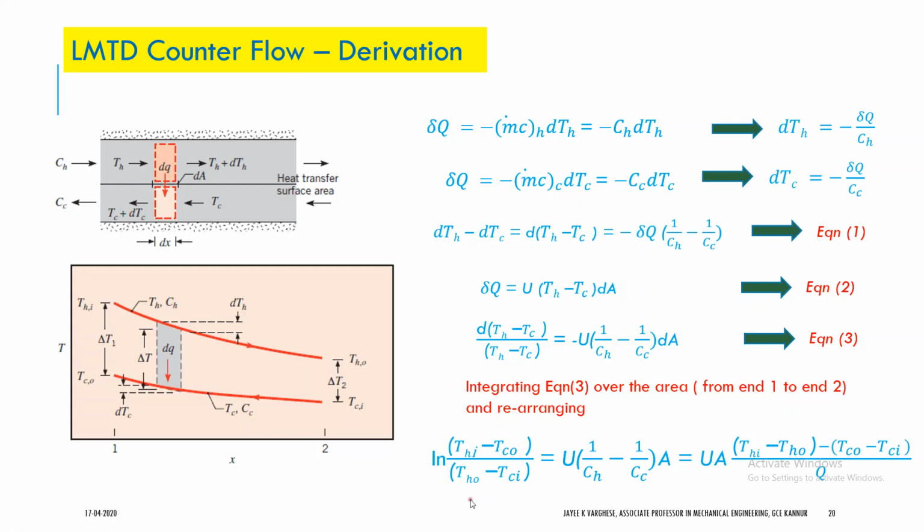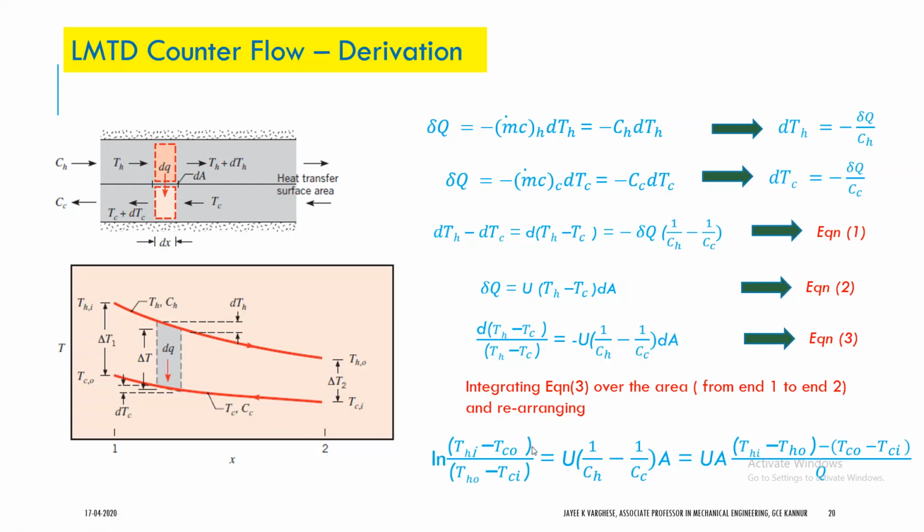So it should have been like logarithm of THO minus TCI by THI minus TCO. But this negative sign which was there on the right side is taken to this side, so that logarithm of THI minus TCO divided by THO minus TCI.